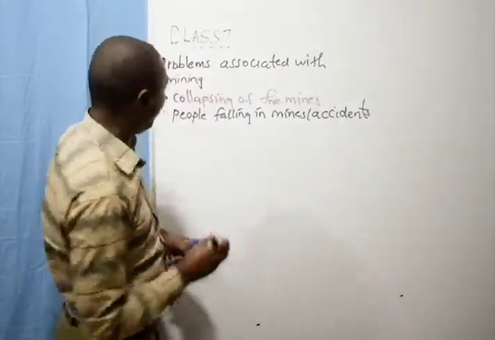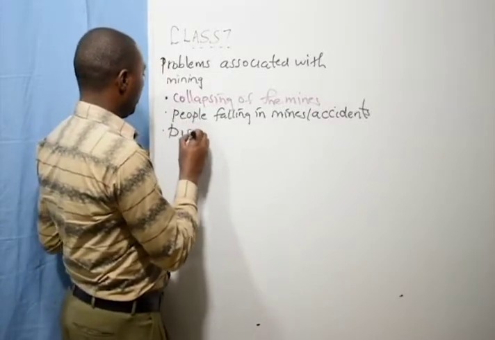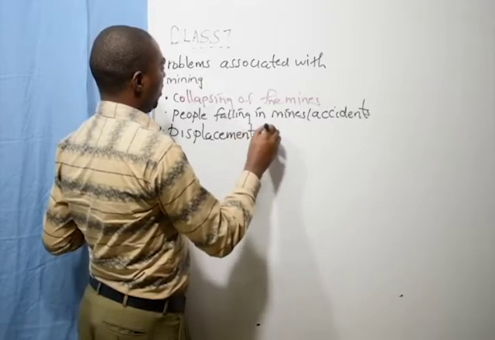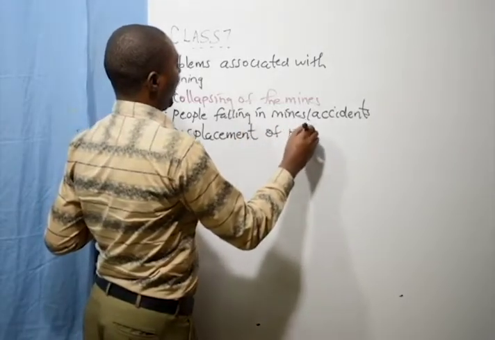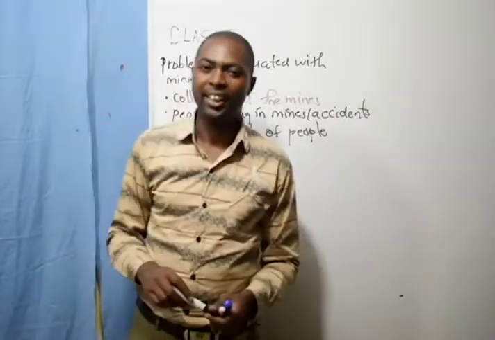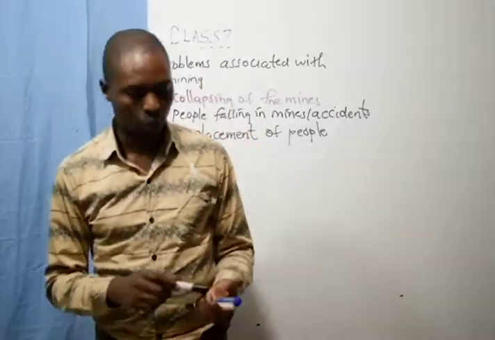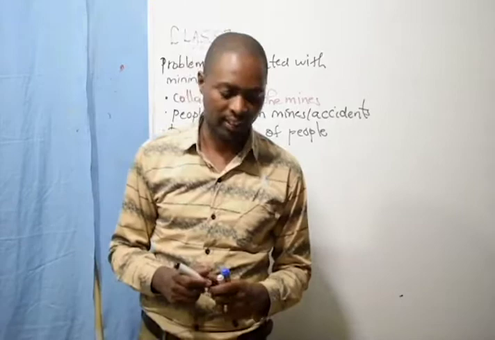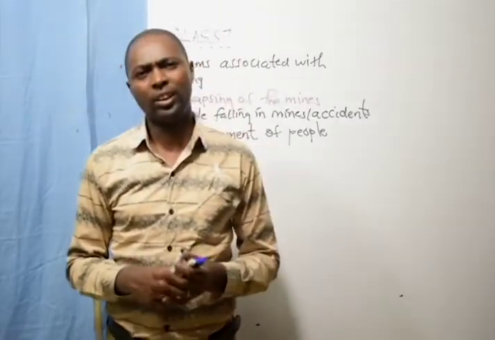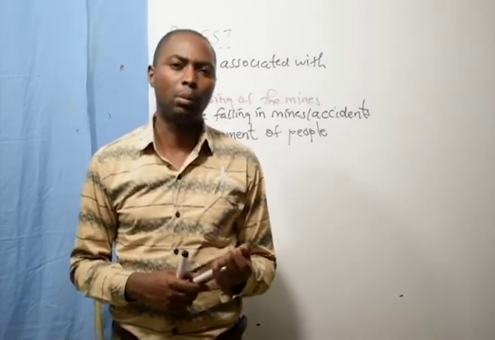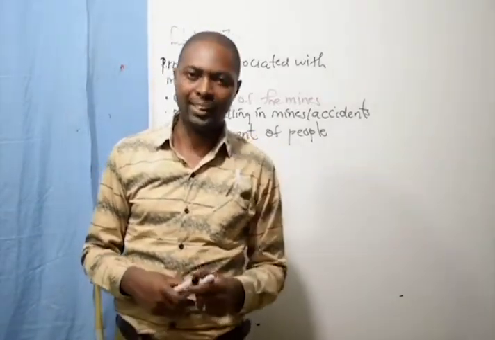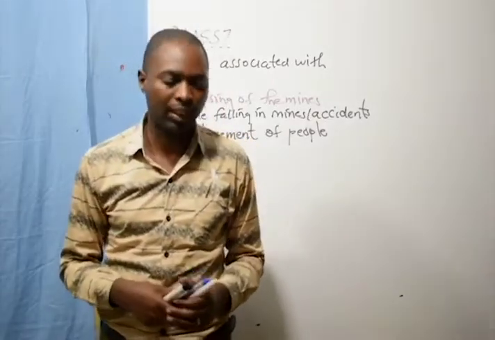We also have displacement of people. People are displaced from a region once a mineral is discovered. It happened in Kwale district when titanium was discovered. People were displaced there, and that also increases the cost of compensating those people, because you can't displace a person without compensating them. So the cost becomes very high.